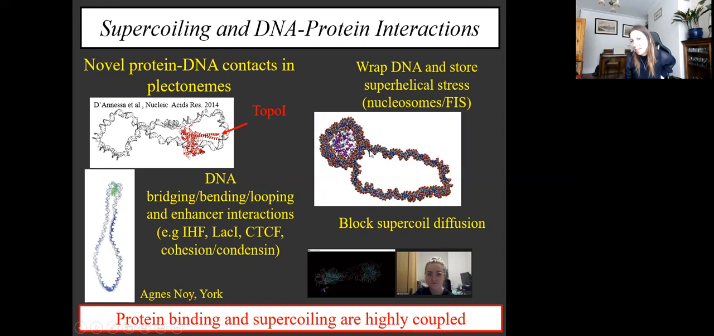And we know that if you've got proteins bound, they can act as a block to supercoil diffusion. And then topoisomerase needs to actually decide where it's going to bind and act, because if it does a nick on the other side of a supercoil blocking protein, it's not going to help remove any of the torsional stress during transcription. So protein binding and supercoiling are highly coupled, and you can't separate one from the other.